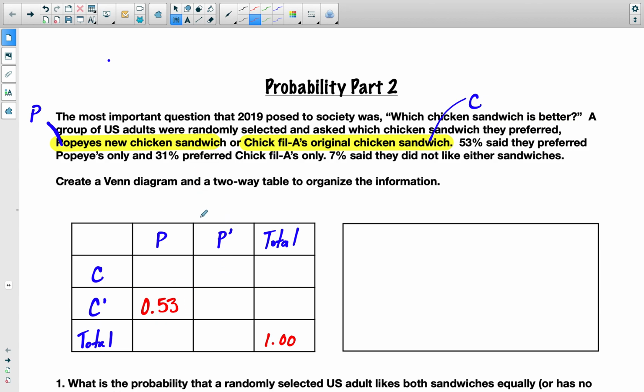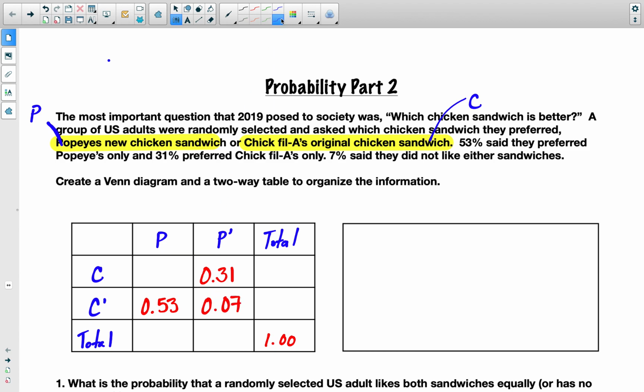I know that 31% prefer Chick-fil-A only, so I'm going to go to where Chick-fil-A meets Popeyes prime, and that's going to be 31%. And then I know 7% did not like either, so that would be C prime, P prime, not Chick-fil-A and not Popeyes, is 7%.